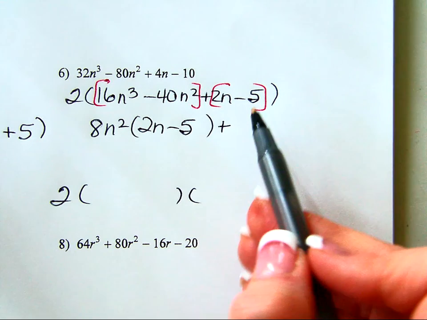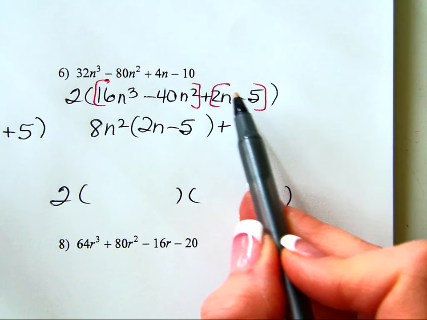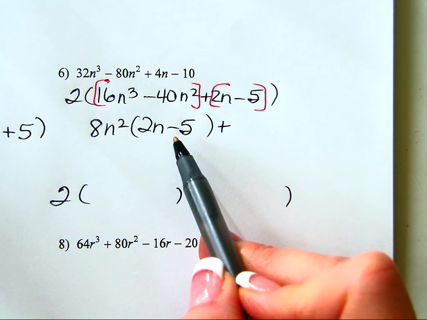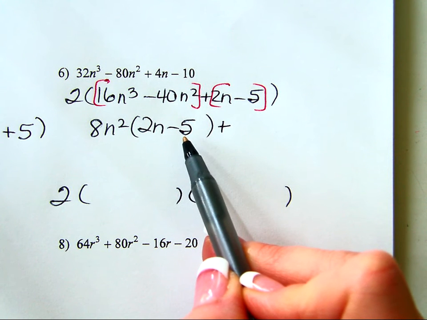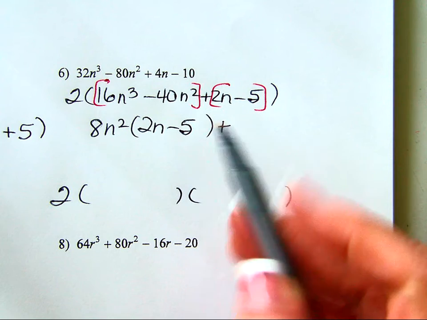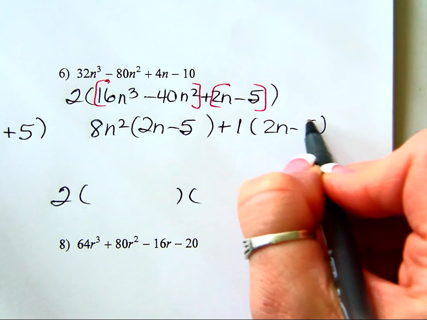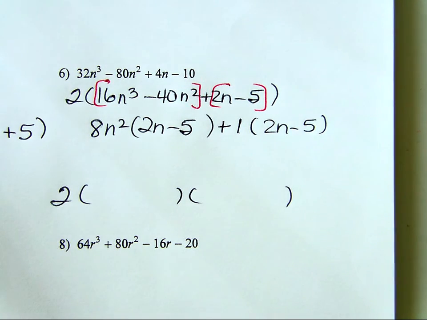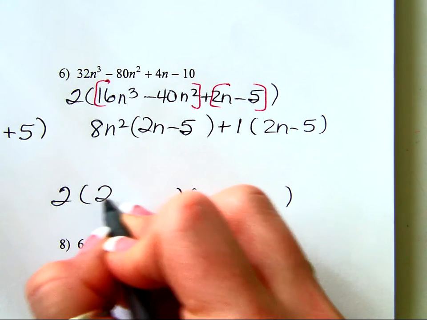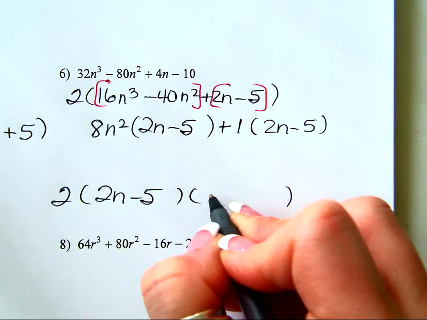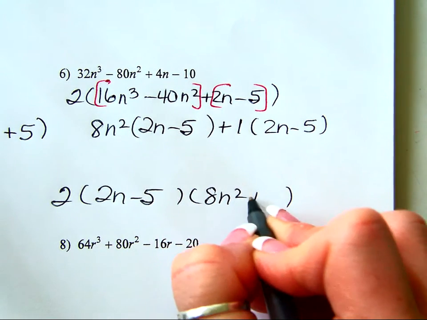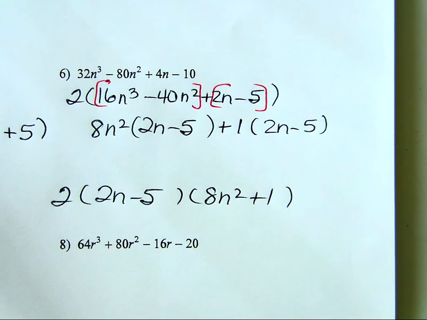Okay, so are you good to this point? You realize that the 2n minus 5 is already what you need it to be. So you want to multiply that by what? To not change anything. Right? Good? Is that what you got?